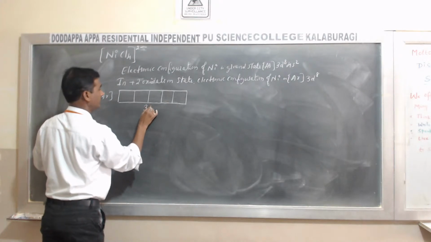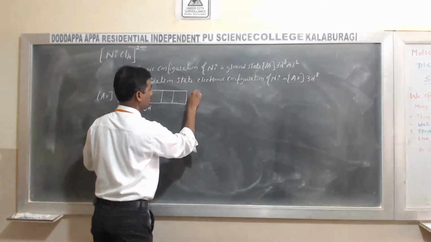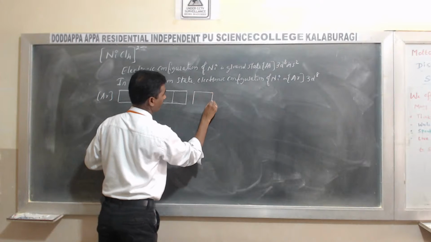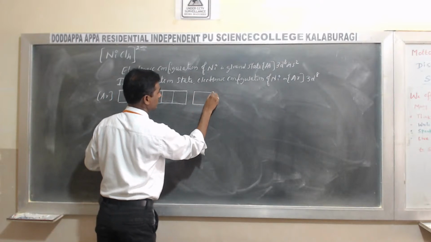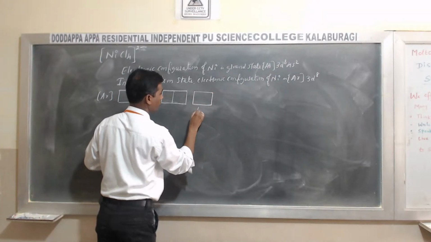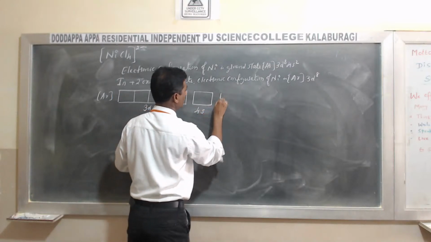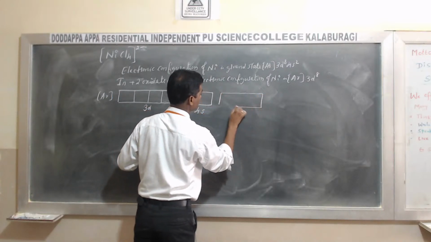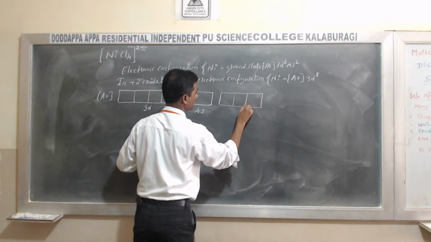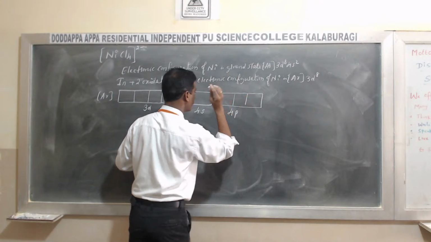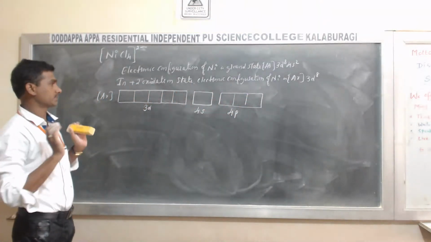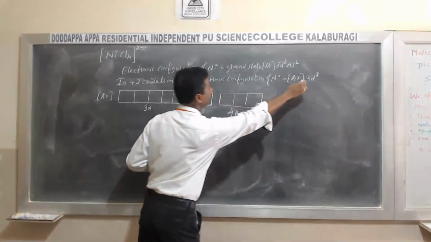This is 3d. Next is 4s. I can write 4s. Next is 4p. This is 4p. Is it correct or not? Yes. How many electrons in d?